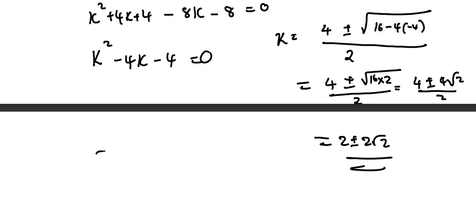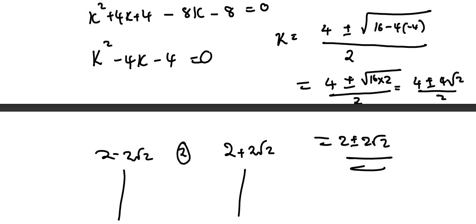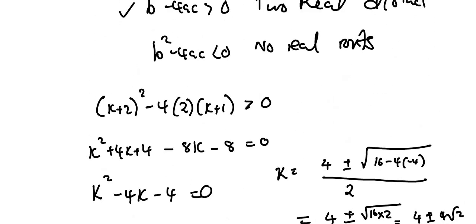And here we can test. We have 2 minus 2 root 2, then we have 2 plus 2 root 2. So if you test this side using something like negative 10, and use 10 on this side, if you put in the expression, we want this to always be greater than 0.